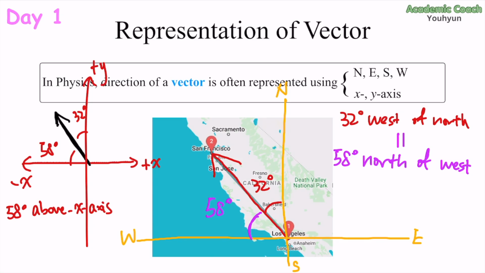Well, I could also refer to positive x-axis. I can calculate this angle, which is 90 plus 32, so 122 degree. And I can claim that this vector points in the direction of 122 degree above positive x-axis. So again, these two will refer to the same direction. And this is how we talk about direction in physics. Again, we want to be very specific about direction.